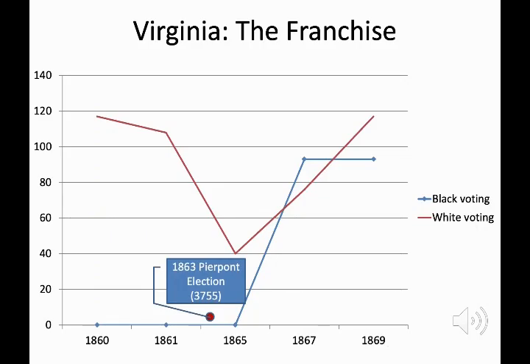Here's a graph depicting black and white voting over the course of the decade. You'll see that there was a great number of votes by white Virginians in 1860 and 61. In 1865, there was a massive drop in voting. And then in 1867, when the Republicans discovered that they needed black voters, the black voting jumped from 0 in 1865 up to 90,000 in 1867.